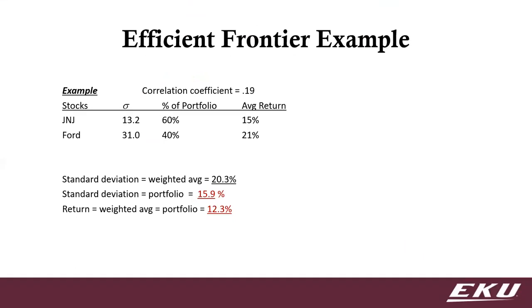And this is just to show an example. You have two different investments. They're not strongly correlated, only 0.19. They give you two weights. You can do this as an exercise and calculate the standard deviation of the portfolio, and then what the average or the expected return of the portfolio is.